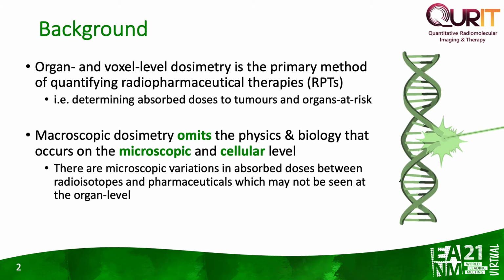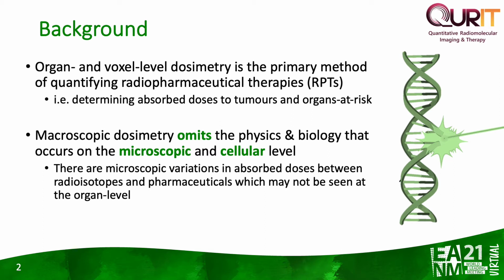Now, if you're familiar with radiopharmaceutical therapies and dosimetry, you're aware that organ and voxel level dosimetry, often with PET and SPECT imaging, is the primary method of quantifying these therapies. And dosimetry has a lot of very beneficial uses, such as determining absorbed doses to tumors and organs at risk, as well as determining injected activities for future cycles of therapy. And this is very important and useful.